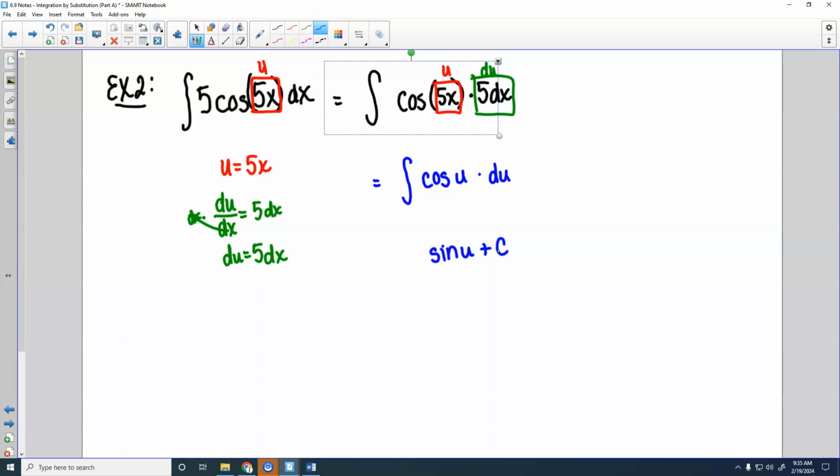The derivative of cosine is negative sine. The integral of cosine is positive sine. Okay? And then the last step here is just to plug your u back in. So you would have sine of 5x plus c. That would be your answer.